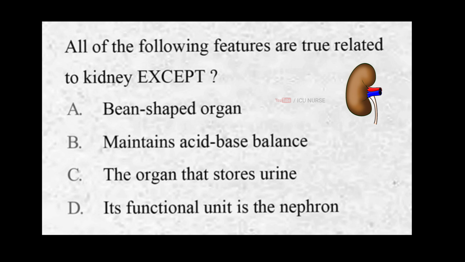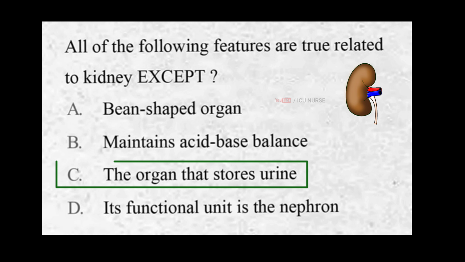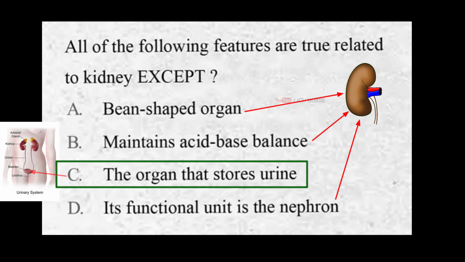All of the following features are true related to kidney except A. Bean-shaped organ, B. Maintains acid-base balance, C. The organ that stores urine, D. Its functional unit is the nephron. And the correct answer is C. The organ that stores urine. The urine is stored in the bladder until it leaves the body through the urethra.